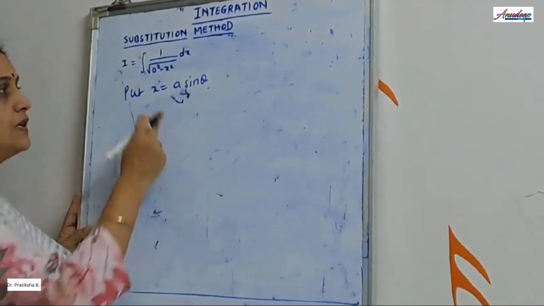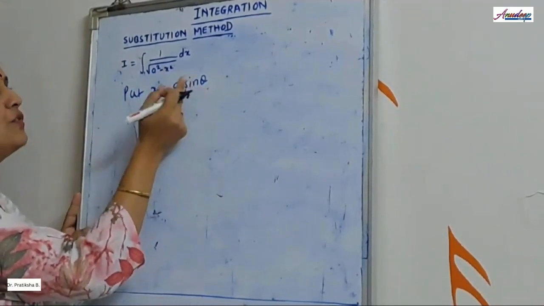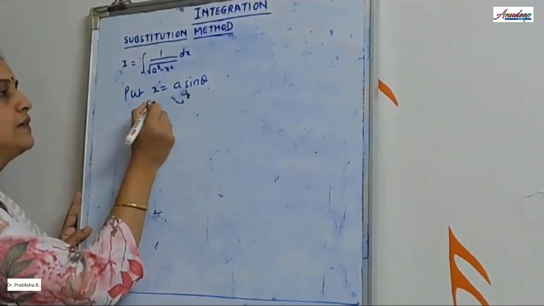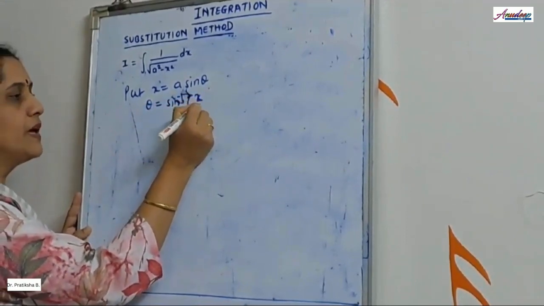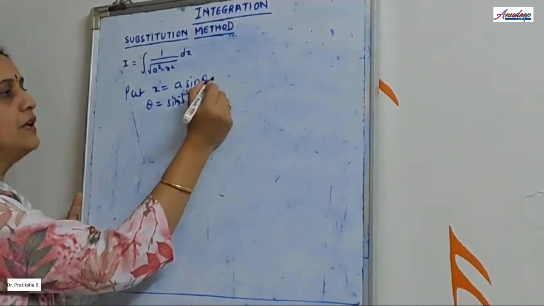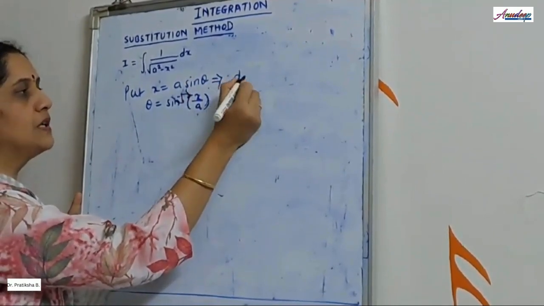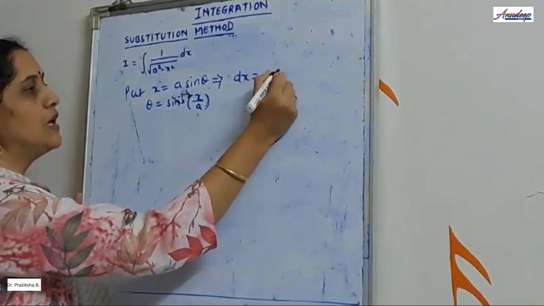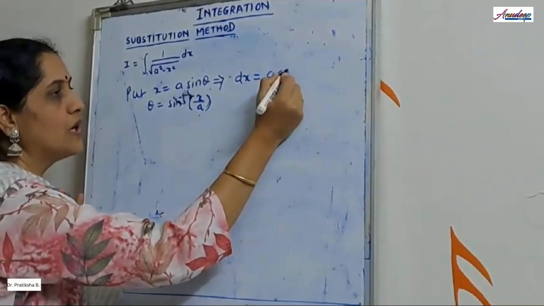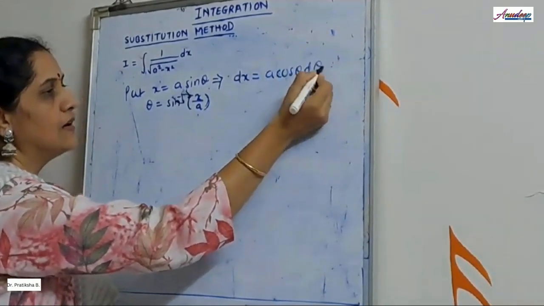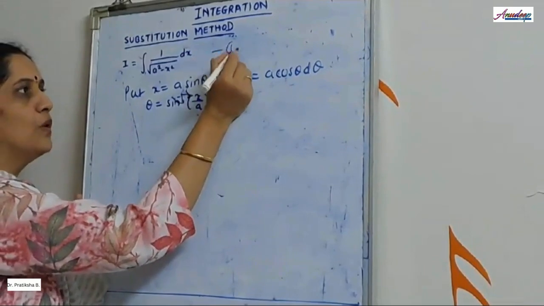So let us proceed. We are substituting x equal to a sine theta. So what will be the value of theta here? Theta equals sine inverse of x by a. Again, when I differentiate this, what will I get? Differentiating both sides, we get dx equal to a times the derivative of sine theta, which is cos theta. So a cos theta d theta. These are the things that we are going to replace in the original problem in equation 1.